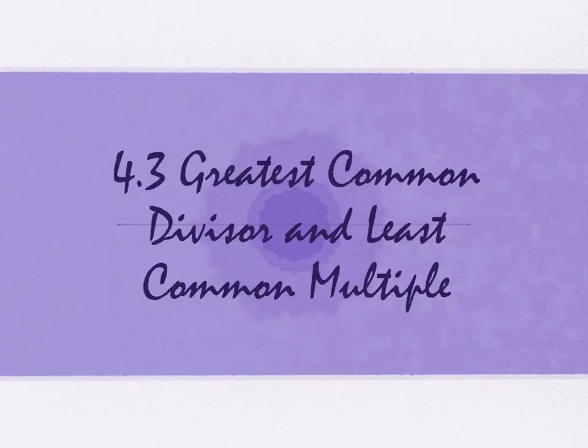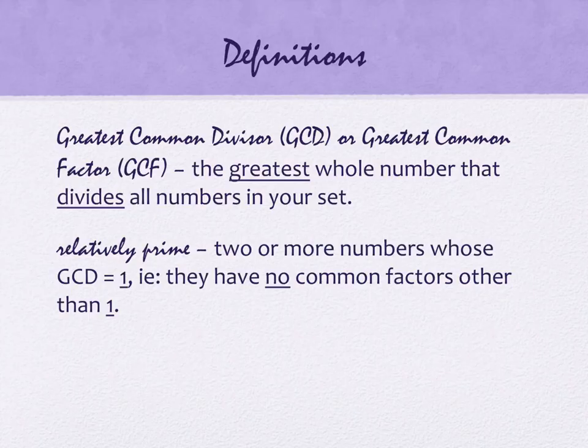Section 4.3, we're going to be taking a look at greatest common divisors and least common multiples. So we're going to start with greatest common divisors. We've actually talked about these a little bit, but now we're going to define them formally. The greatest common divisor, or greatest common factor, is the greatest whole number that divides all numbers in a set.